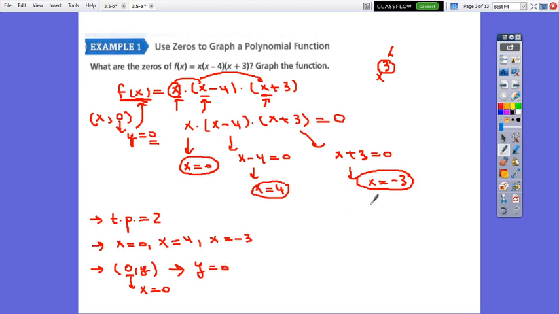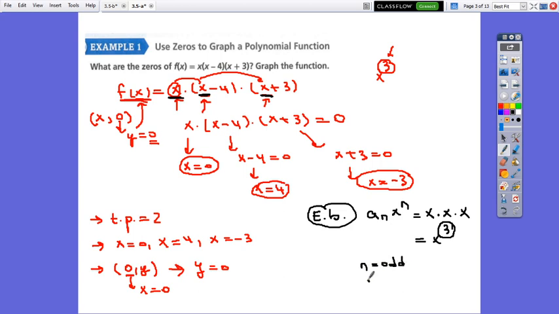Also, remember the end behavior of the function, for which we need the leading term. We can get the leading term by multiplying the first term in each expression. So it will be x times x times x, which equals x cubed. So the degree is 3, which means odd, and the leading coefficient is 1. So the end behavior will be down, up. Now we can sketch without any problem.